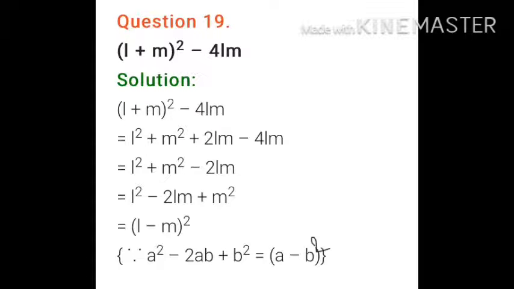Now the next question. L plus m whole square minus 4lm. So first we expand the L plus m whole square, which is equal to L square plus m square plus 2lm minus 4lm. So now it becomes L square plus m square minus 2lm, according to the identity, which is equal to L minus m whole square, and we use the identity a square minus 2ab plus b square, which is equal to a minus b whole square.